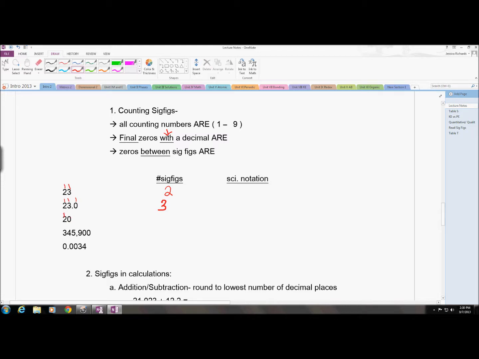Does it end in 0? Yes. Is there a decimal here? No. So this one doesn't count. 20 only contains 1 significant figure.